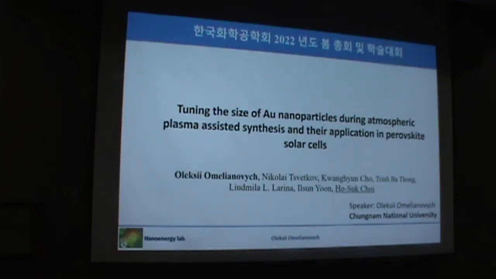My name is Aleksandr, and today I'm going to share some of the recent progress in my research related to tuning the size of Au nanoparticles and application for the perovskite solar cells.